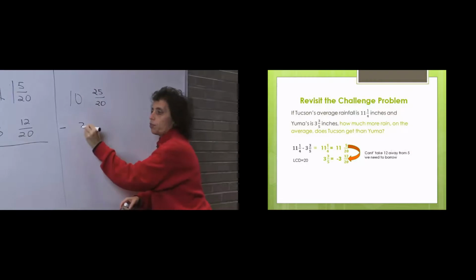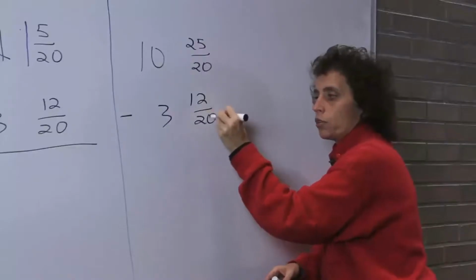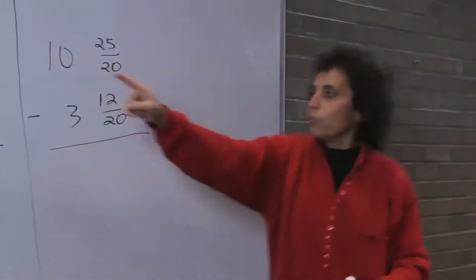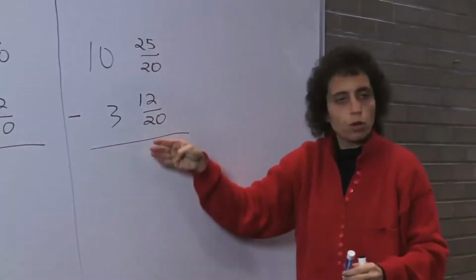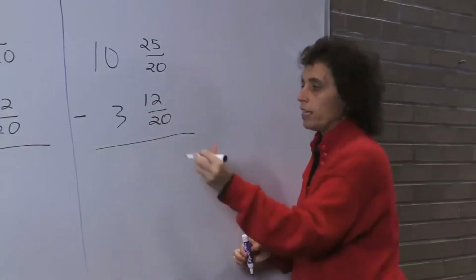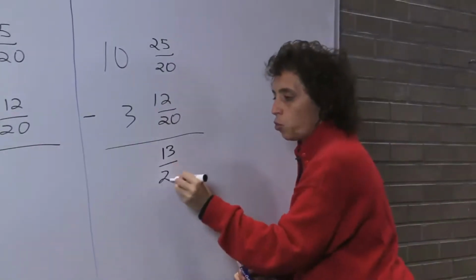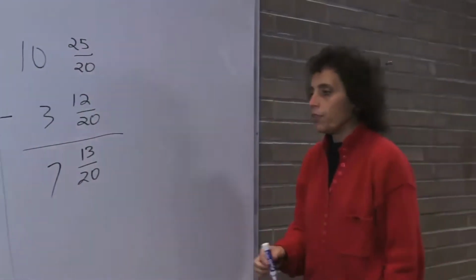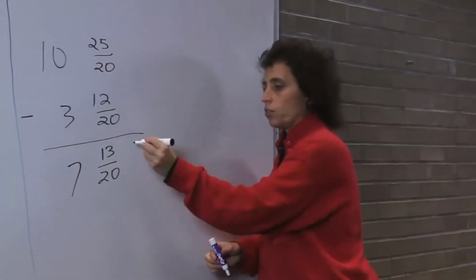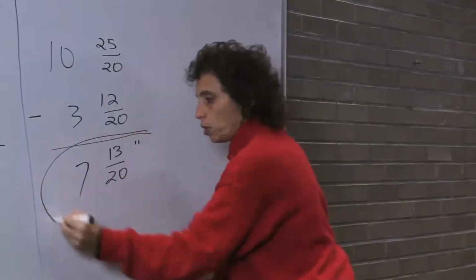minus 3 and 12/20. So I've borrowed. I wrote the 1 here, just made this look like an improper fraction. So now I have enough to subtract. 25 minus 12 is 13 twentieths, and 10 minus 3 is 7. So 7 and 13 twentieths inches is the difference, because we're talking inches for that rainfall.